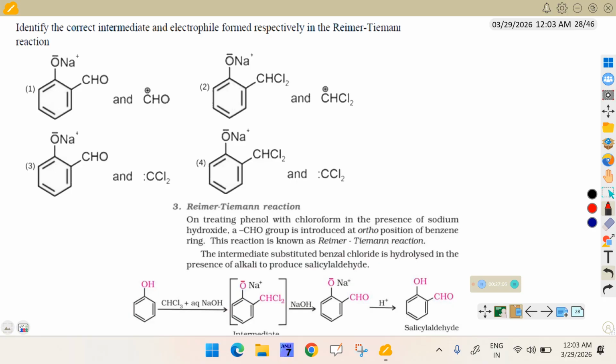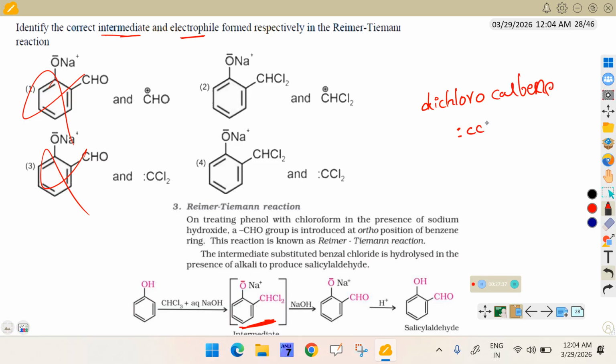Identify the correct intermediate and electrophile. The question: what are the correct intermediate and electrophile formed, respectively, in the Reimer-Tiemann reaction? What is the correct intermediate? This is the correct intermediate: O minus Na plus, CHCl2. First option wrong. Third option wrong. Okay. What is the electrophile? The electrophile is dichlorocarbene, CCl2. The fourth option is the correct option.